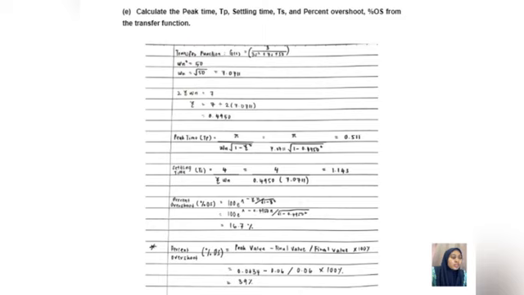For the settling time, it is 1.143. Then percent overshoot is 16.7%. Lastly, percent overshoot also that we get is 39%.